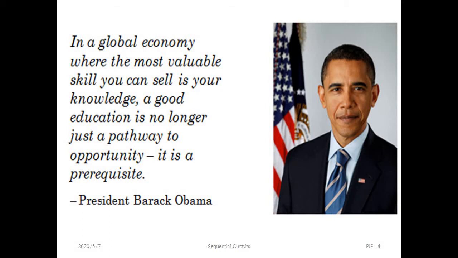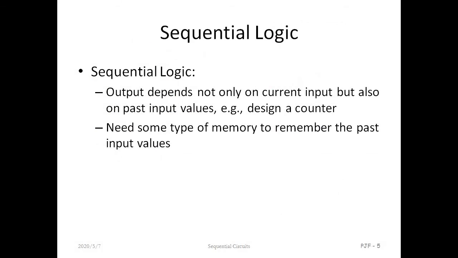Now come to the main topic, that is the sequential circuit. What is the objective of the sequential circuit? Why do we go for the sequential circuit? The main objective of the sequential circuit is to understand the basic mechanism, because most digital signals cannot be implemented by the combinational circuit, because the output signal is not a function of the input signal alone. Sequential logic output depends not only on the current input but also on the past input value. For example, designing a counter needs some type of memory to remember the past input value.